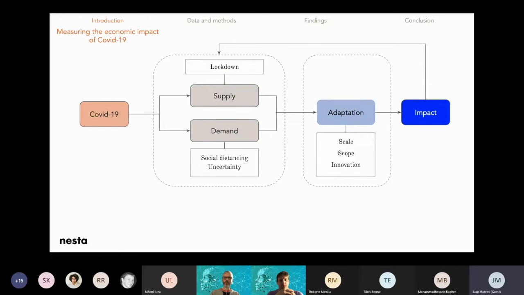It's a complex system. And in response to the shock, we see adaptation, right? It's not like firms are completely passive actors within this situation who just experience the shock and then there's an impact. They change what they do. They might, for example, change in terms of the scale of some of their activities. So grow in some areas, reduce activity in other areas. There's the idea of scope.